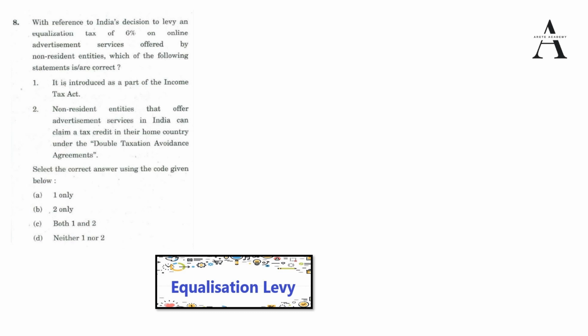So the first statement, it is introduced as a part of Income Tax Act. No, it was the part of Finance Act. So that is wrong. So 1 and C both are out. Now we have B and D. Non-resident entities that offer advertisement services in India can claim a tax credit in their home country under double taxation avoidance agreement. So it is talking about claiming tax credit in the home country. So no, the companies cannot claim a tax credit in their home country under double taxation avoidance agreement. So this statement is also wrong.